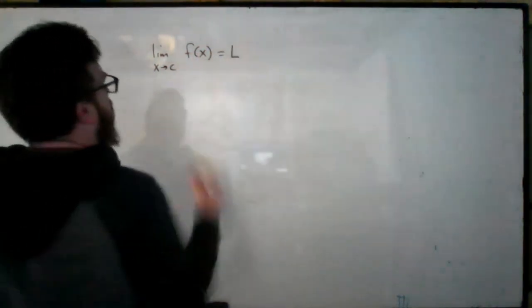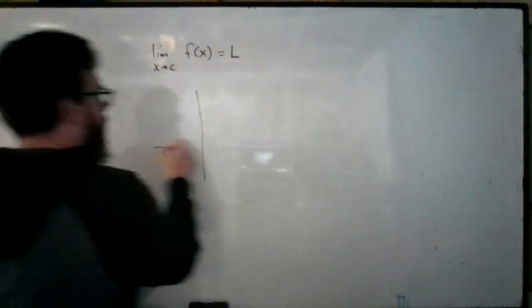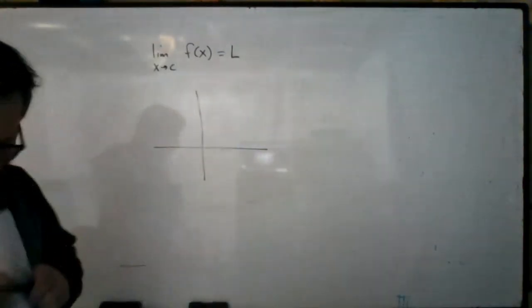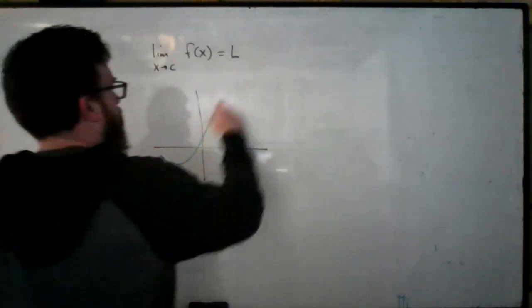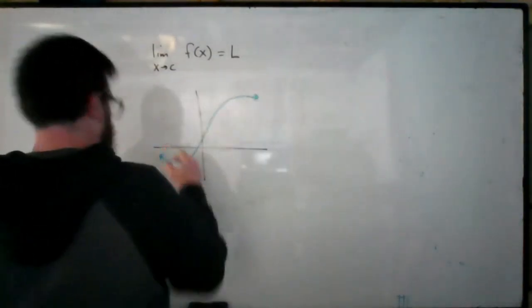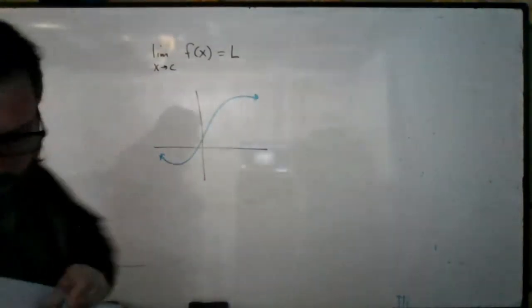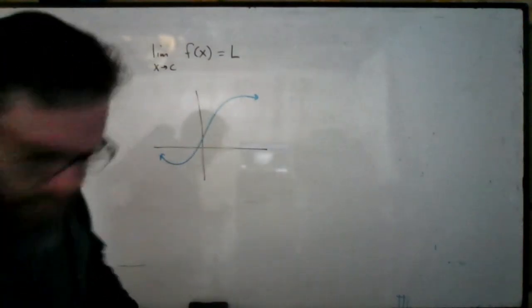So the video is going to be about how to do limits algebraically. But first, let's see what they look like graphically. So the limit as x goes to c of f of x is equal to L can be graphically represented by, we have a function f, let's say something like this. And we care about when x approaches the x value of c.